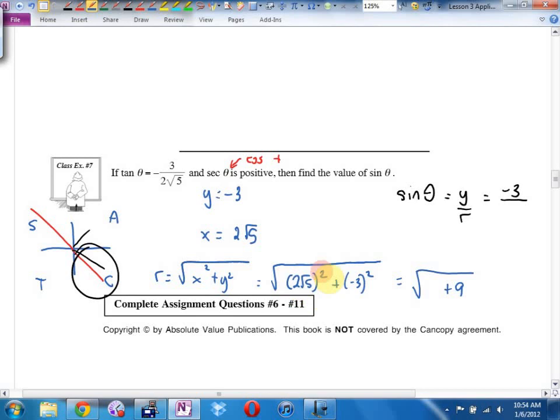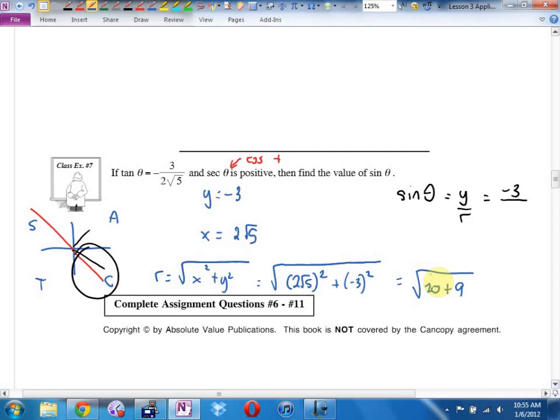What's 2 squared? Say it nice and loud. What's root 5 squared? Just plain old 5. It's a 4 times a 5, because it's 2 times root 5, all squared, which is going to be 2 squared times root 5 squared. It's 4 times 5. In fact, in my head, no calculator required. What is r? What is 20 plus 9? And r is root 29.